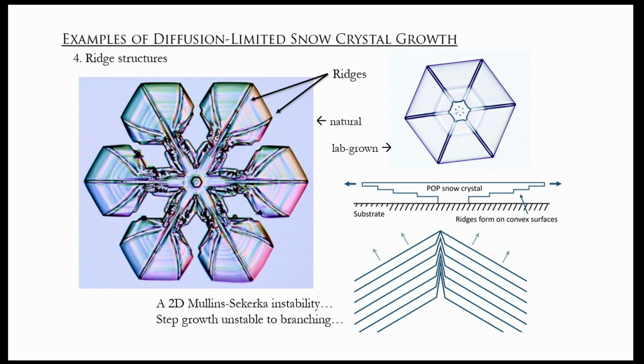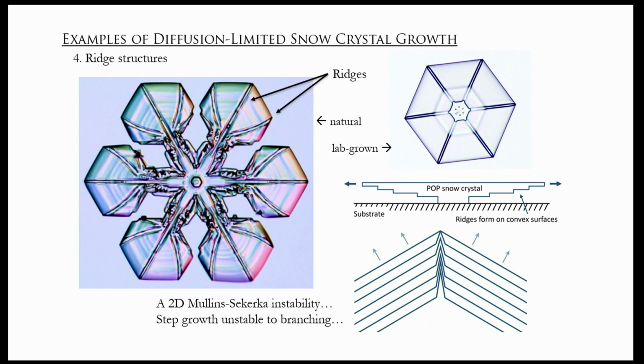Here's another weird one. These ridge-like structures, you see them all the time in natural snow crystals. We see them in the lab as well. And they're a little puzzling until you start to figure out what's going on. Here's one we made in the lab. It's called a plate-on-pedestal snow crystal. We've got a little pedestal down here, and a plate grows out from that.